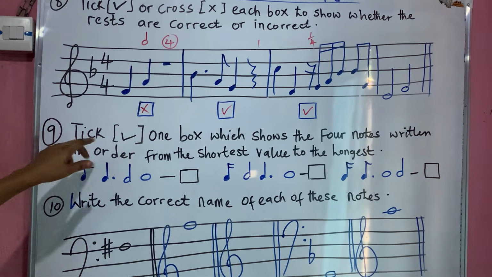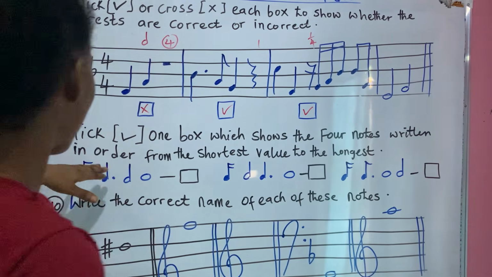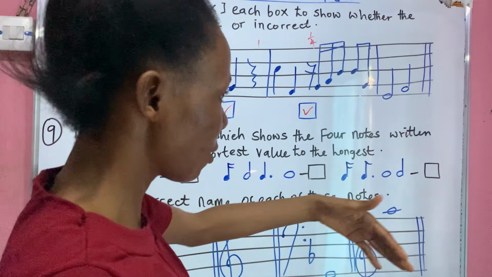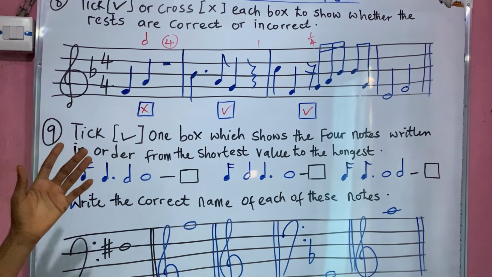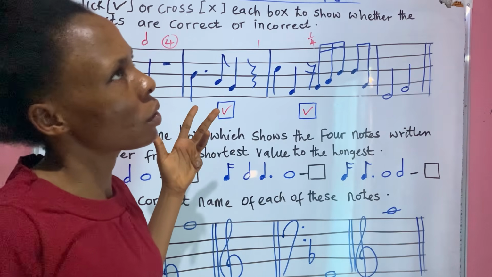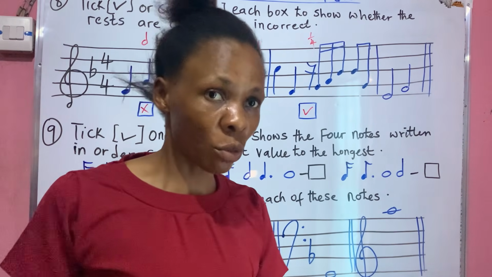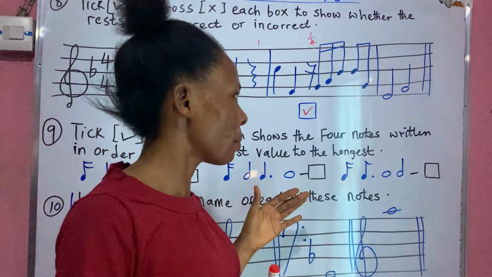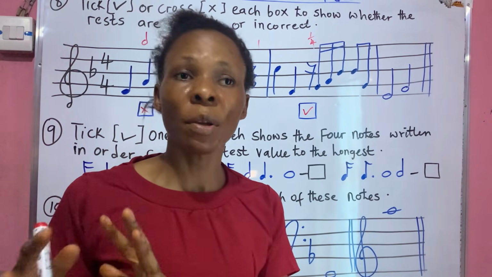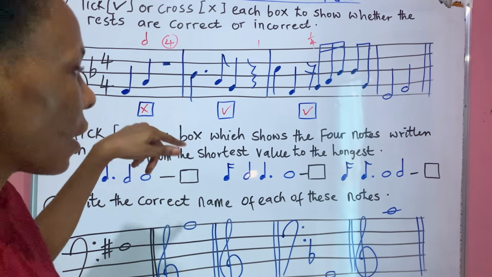The next one, tick one box which shows the 4 notes written in order from the shortest value to the longest value. You see, this is where, when we started the lesson, that was rudiment day 2. You can go back to day 2. I talked about the hierarchy because the arrangement of these notes is very important. It will help you.